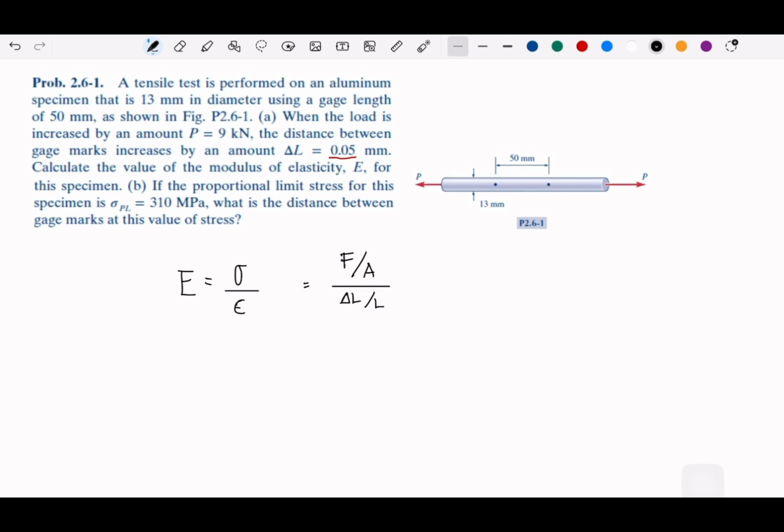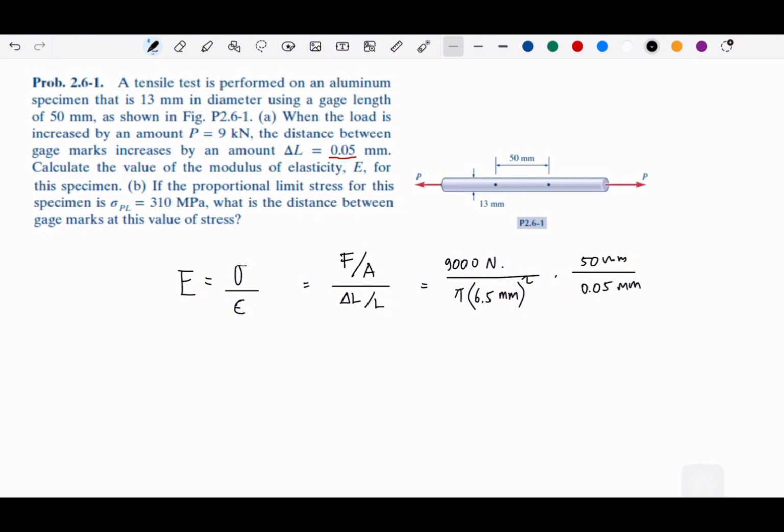And since we have a kilonewton, I will write as a Newton. So this will be 9,000 Newton. And then divide. The area will be pi, and I will take 6.5, the diameter, and then squared for the sigma. And then the strain will be L is 50 millimeter over the delta L is 0.05 millimeter.